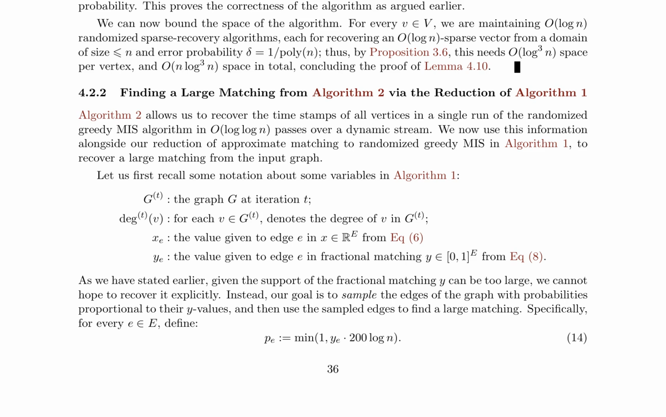The authors then describe how to use the information obtained from Algorithm 2 to recover a large matching from the input graph. They recall some notation from Algorithm 1, including the graph G_t at iteration t, the degree of vertex V in G_t, and the values z and y given to edge e in the fractional matching y. They then define the probability p_e of sampling edge e as min(1, y_e * 200 log n), and use these probabilities to sample the edges of the graph.